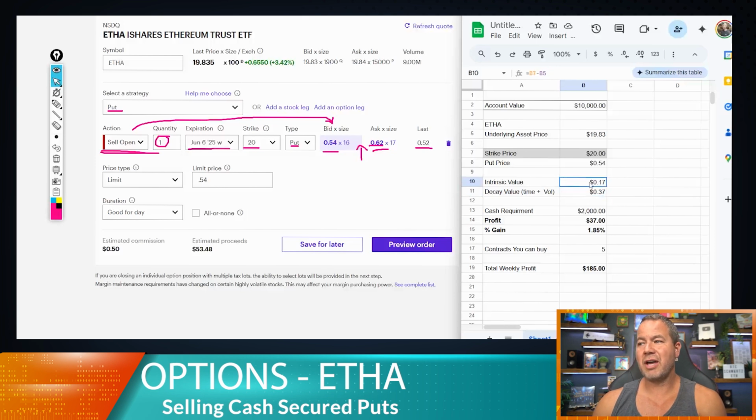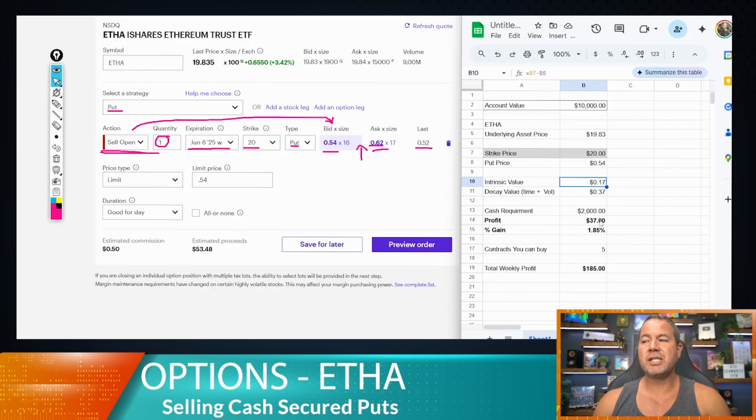The intrinsic value is always your strike price minus your underlying asset price, which in this case is 17 cents. Okay? The difference between the put price and the intrinsic value is your time decay value, or your volatility.